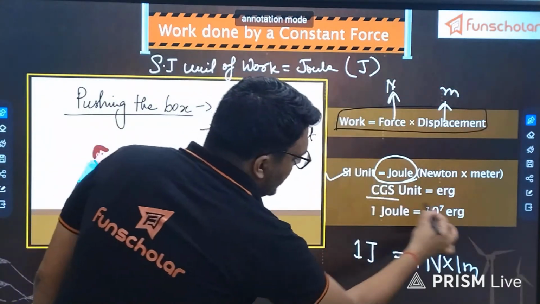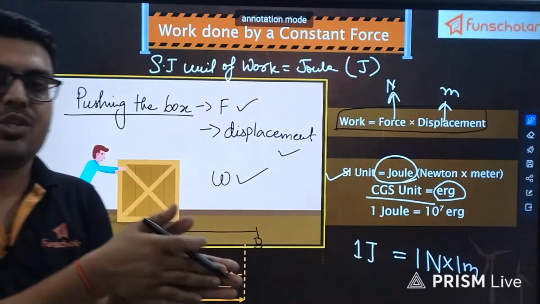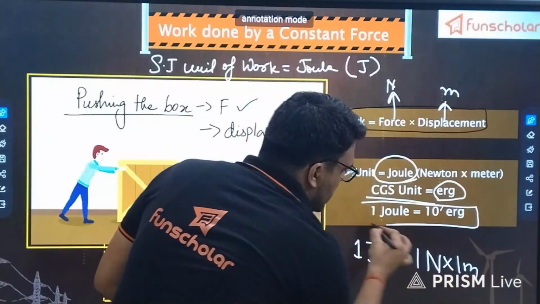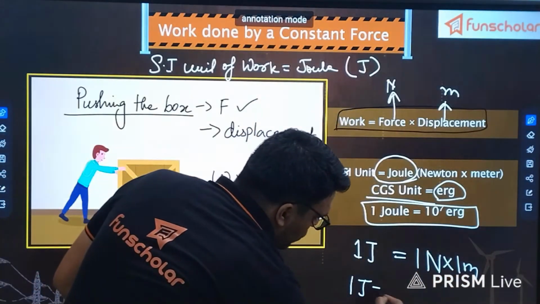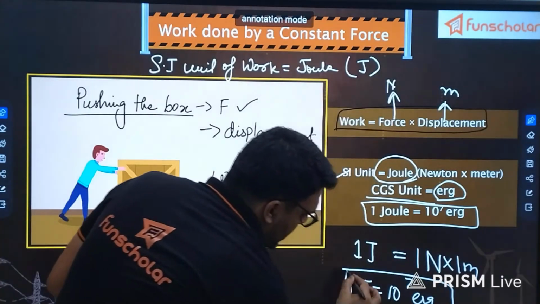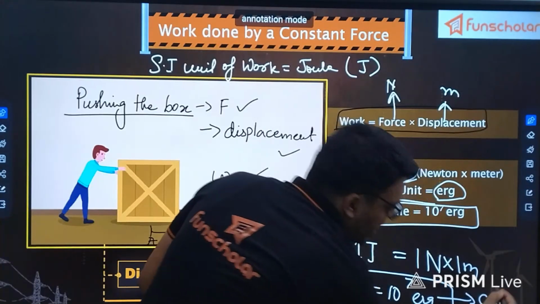What is the CGS unit? CGS unit is erg. And what is the relationship between the SI unit and the CGS unit? The relationship is this: 1 joule is equal to 10 to the power 7 erg. This is the SI unit. This is the CGS unit.